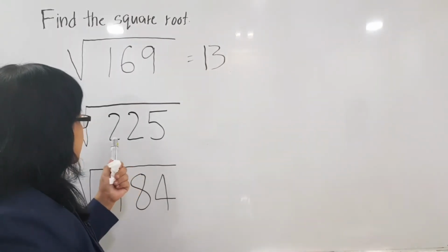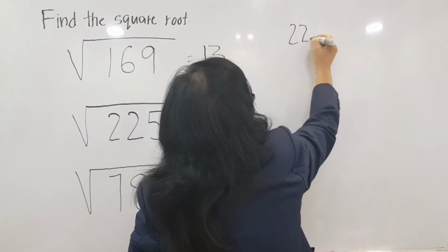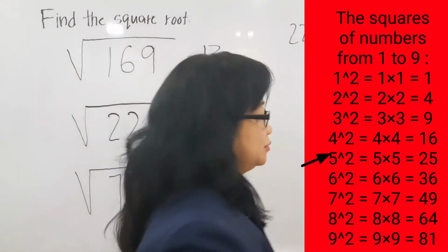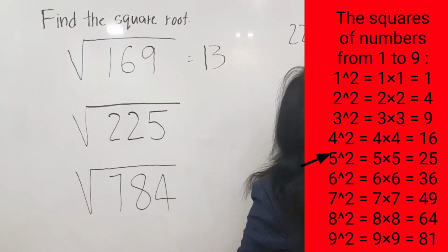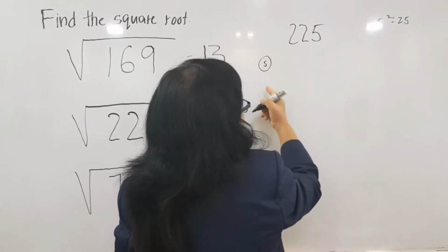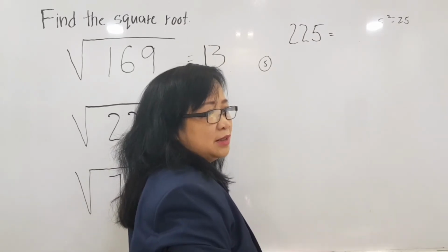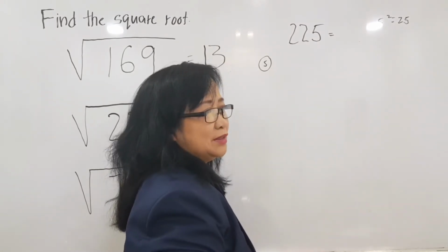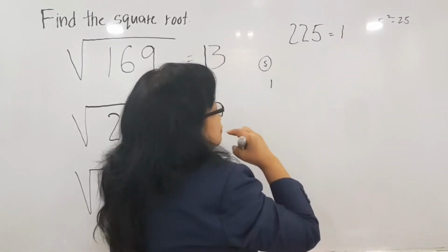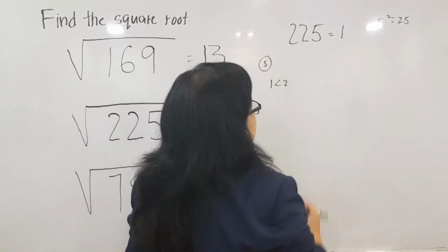Let's solve another sample, the square root of 225. What is the square that ends in 5? 5 times 5 is equal to 25, so 5 squared is equal to 25. There is no other, only 5 squared. Therefore, we have 5. We'll set it aside. Here we have 2. Which square is less than 2? It's only 1 squared. So 1 times 1 is equal to 1. Therefore, the starter is 1, because 1 is less than 2. So the first digit is 1.